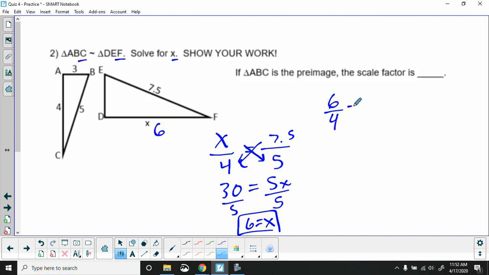But is this okay? It's greater than 1, so it's increasing. Our preimage is ABC, so it's getting bigger. 3 over 2 is greater than 1, so it is going to get bigger. So 3 over 2 is our right answer. If it was getting smaller, we would need to flip it to 2/3, but that's not the situation right now.